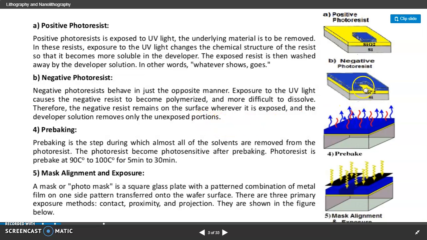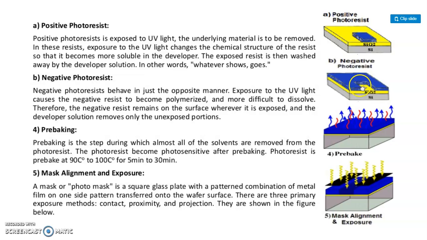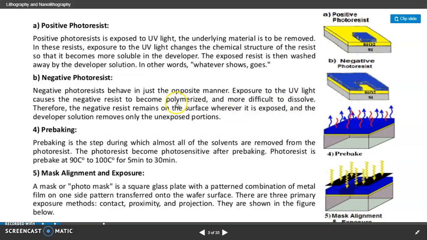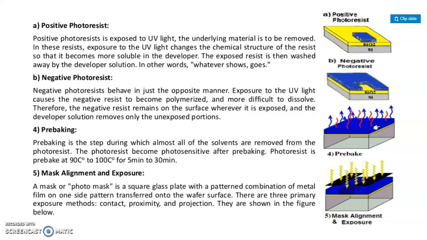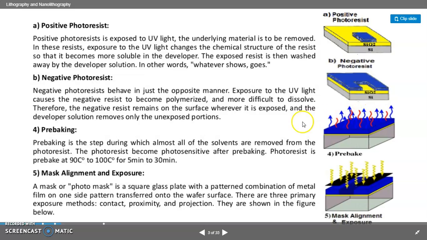So this is the unexposed portion that will be removed with the help of the developer. Fourth point is pre-baking. Based on this picture you can easily understand. Pre-baking is the step during which almost all of the solvents are removed from the photoresist. So with the help of the 90 to 100 degrees Celsius pre-baking process, we are removing the unwanted solvents.